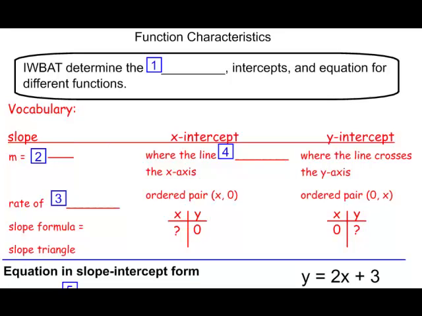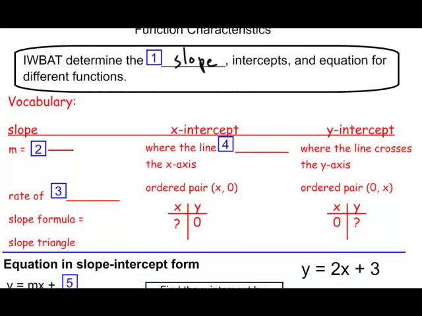Okay, here we have video notes for the function characteristics that we've been discussing now for the past month and that we're going to use when we delve into functions a little bit more specifically. So our objective: I will be able to determine the slope, intercepts, and equation for different functions. So we've done this before. We're going to call those our function characteristics.